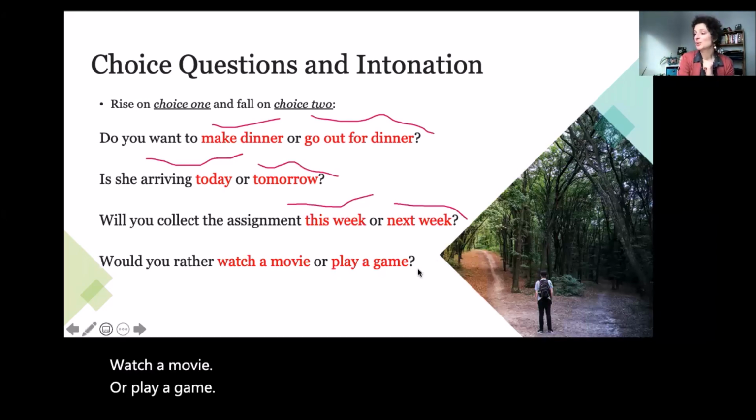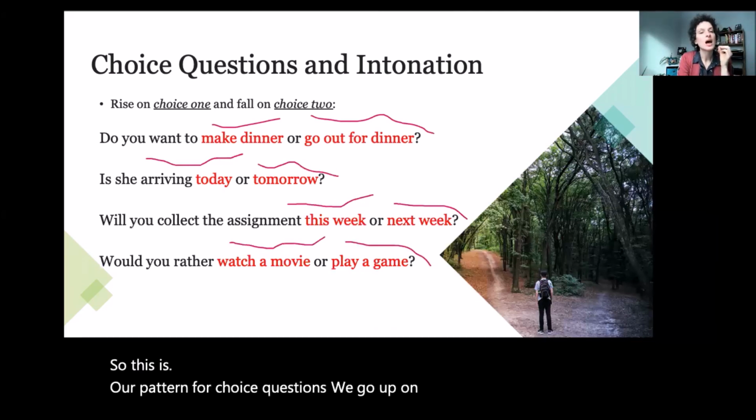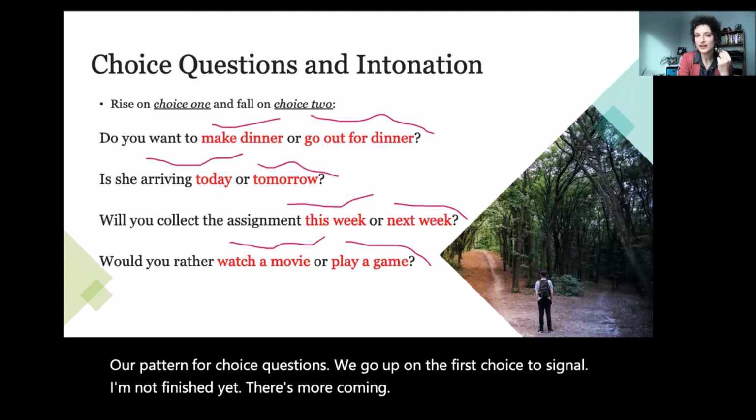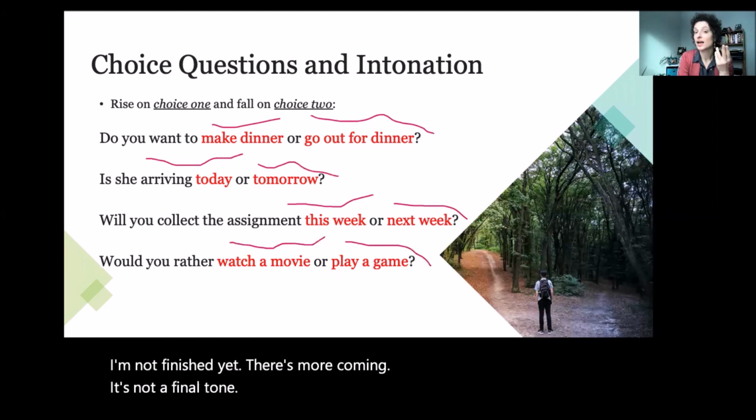Okay, so this is our pattern for choice questions. We go up on the first choice to signal, I'm not finished yet, there's more coming. It's not a final tone, it's watch a movie or, and then we use a final tone for the second choice.